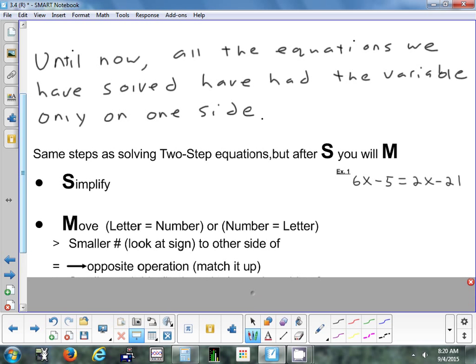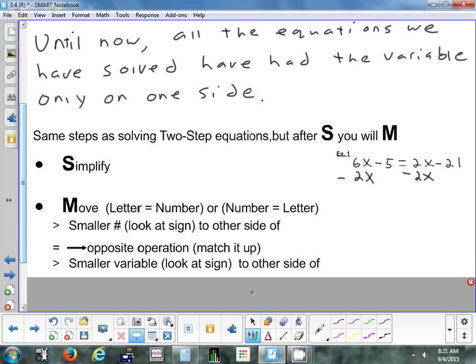How do you move it? Well, you have to do the opposite operation. If you look at this 2x, is it a positive 2x or a negative 2x? Just look at what comes to the left of it. Yeah, this is a positive 2x. So the opposite of positive would be what, Corey? Negative. That's what we're going to do. We're going to subtract 2x from each side.